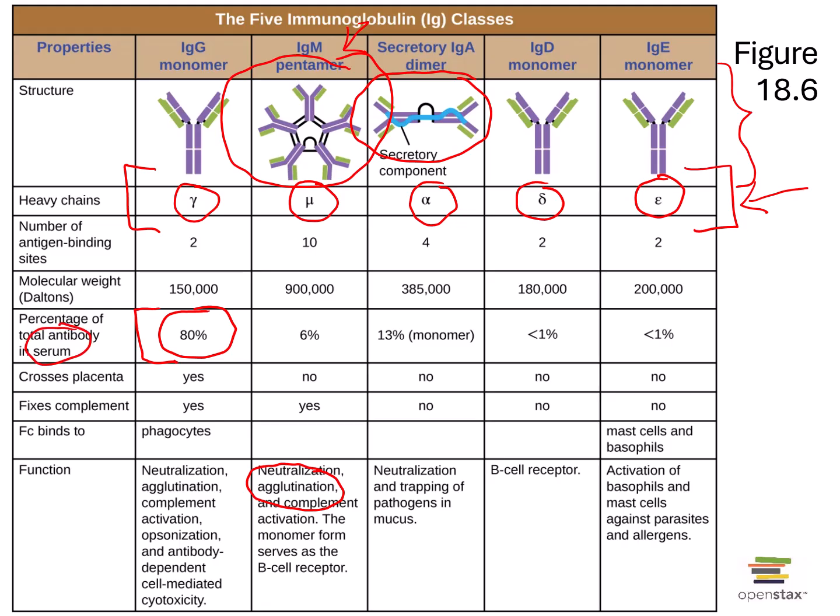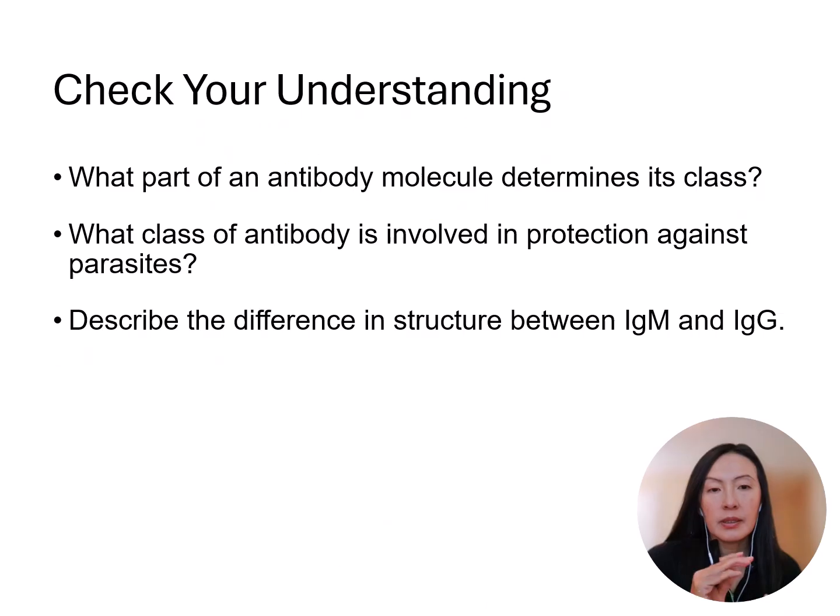And if I look at the most common, so looks like the most common antibody that's present in the blood serum is IgG. Also notice which antibodies fix complement proteins, which can cross the placenta, and how many antigen binding sites they have. Most of them have 2 antigen binding sites, but the IgM, you can see, can have 10.